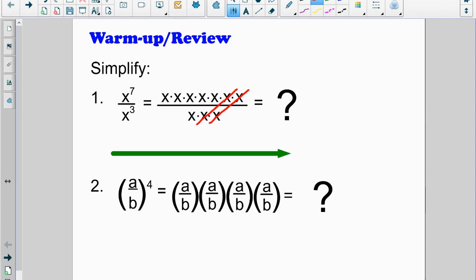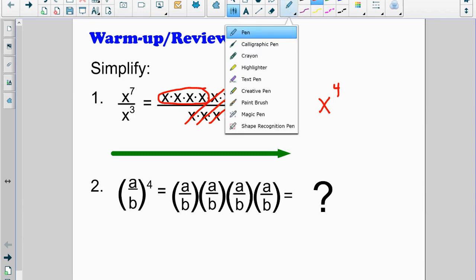I can do that another time because I still had an x on the top and an x on the bottom. And I can do this yet a third time because, again, I had another x on the top and the bottom. So I'm left with x times x times x times x in the numerator, which would then become x to the 4th power.